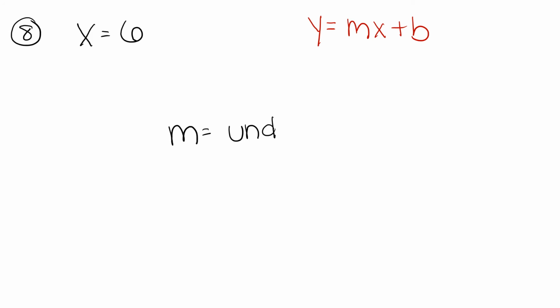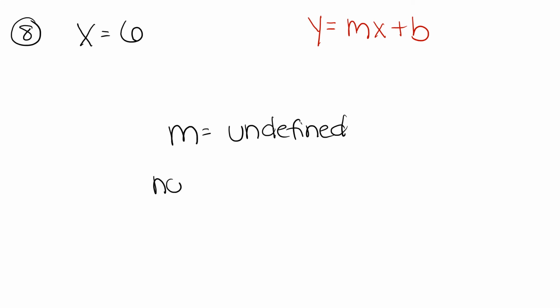For problem number 8, we have the equation x equals 6. Notice how this equation is completely different to the original form I've shown you, y equals mx plus b. Because this is completely different, we have very different terms for our slope and our y-intercept. M, the slope, the rate of change, is known as the word undefined. Because the equation is x equals instead of y equals, we have an undefined slope.